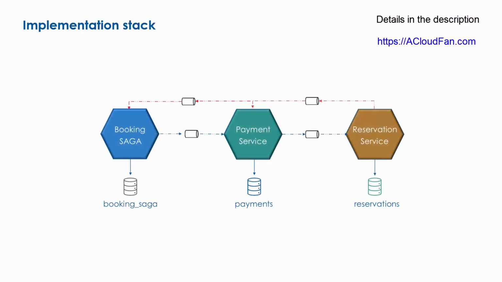Next, let's talk about the implementation stack for the booking SAGA flow. In the version 1 of the implementation, a common Kafka topic will be used for all events.